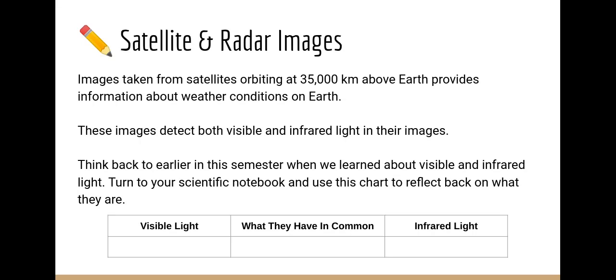So I want you to think back to earlier this semester when we learned about visible and infrared light. Turn in your scientific notebook and use this chart to reflect back on what they are. In the visible light spot, write what you know about visible light. In the infrared light spot, write what you know about infrared light. And in the middle, write about what they have in common.